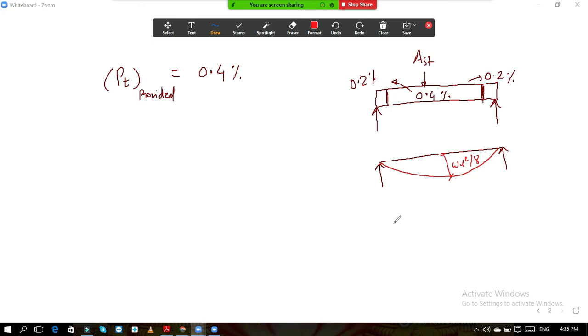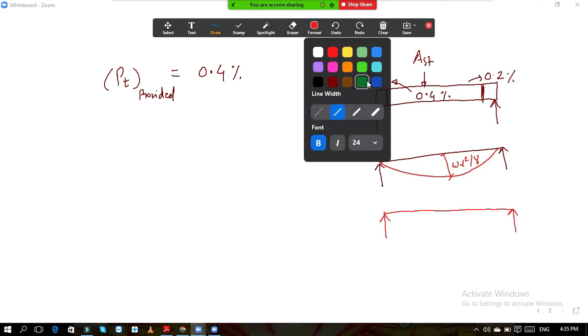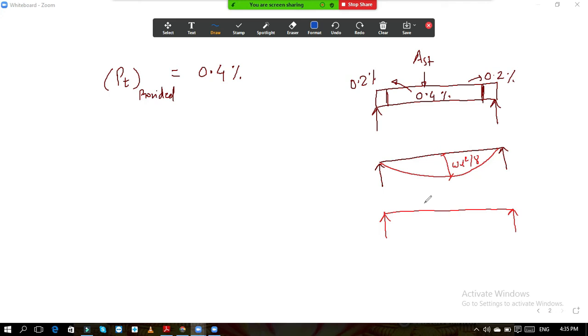But if you see practically, I will draw the same slab again. This is the simple support. But practically speaking, in this world there is no support as a pure simple support, and there is no support which you can treat as a fixed support.